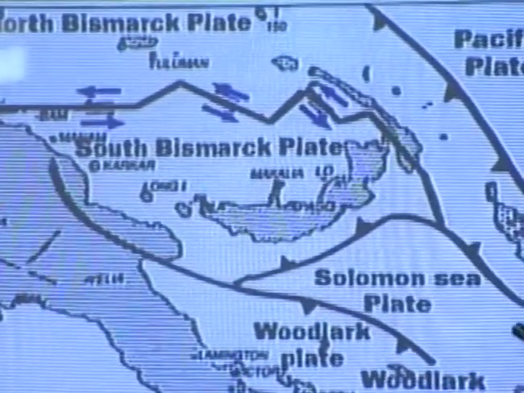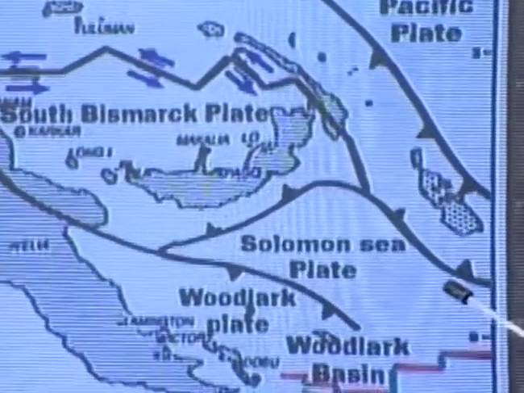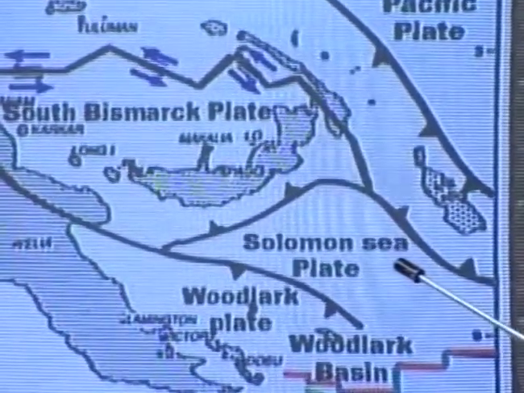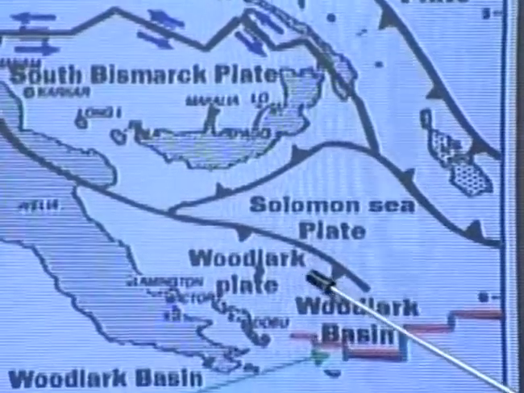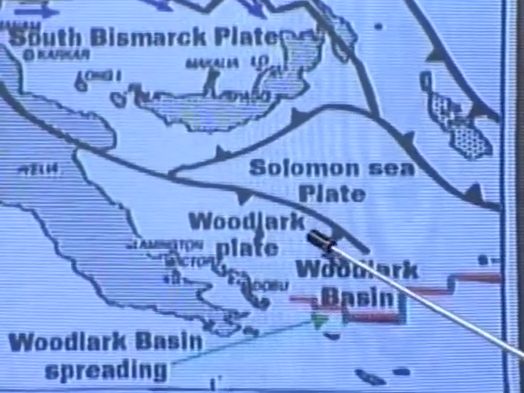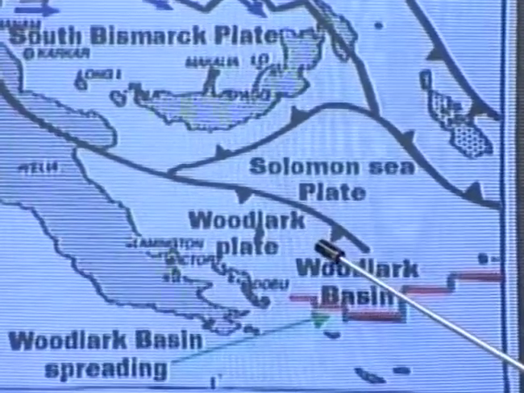Then you have the Solomon plate in Papua New Guinea, and that sits where the Solomon Sea is. And there is also the Woodlark plate in the Milne Bay province, or the Milne Bay waters.